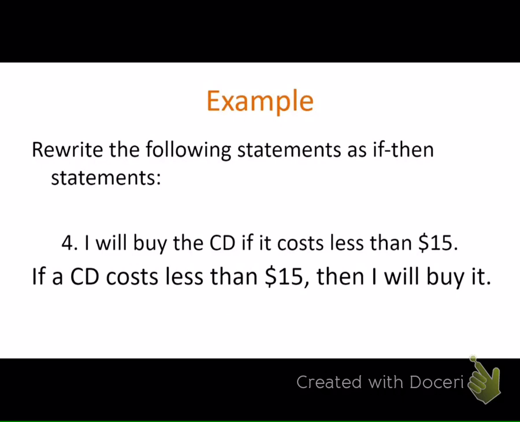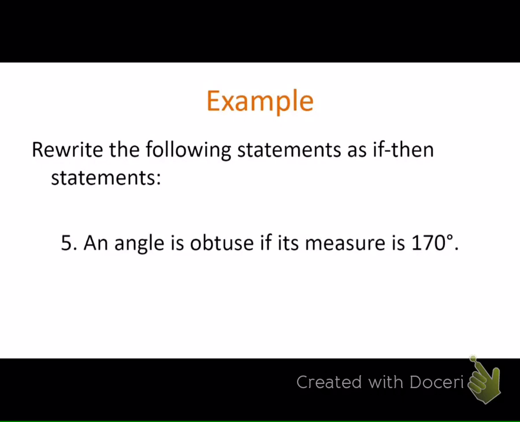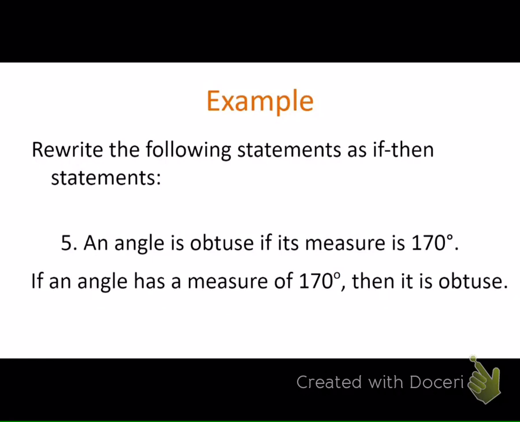An angle's measure is 170 degrees. What do you think? Very good. If an angle has a measure of 170, then it is obtuse.